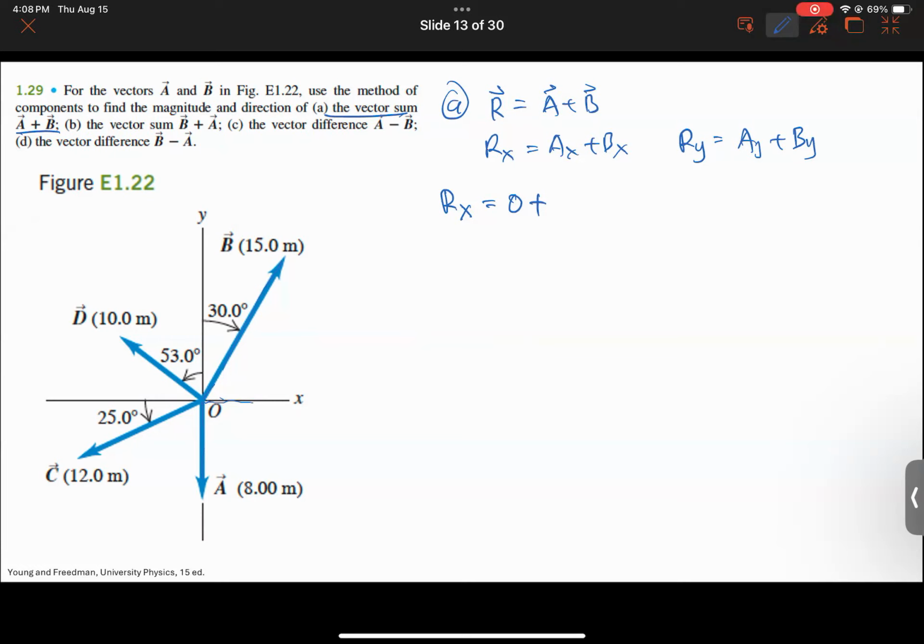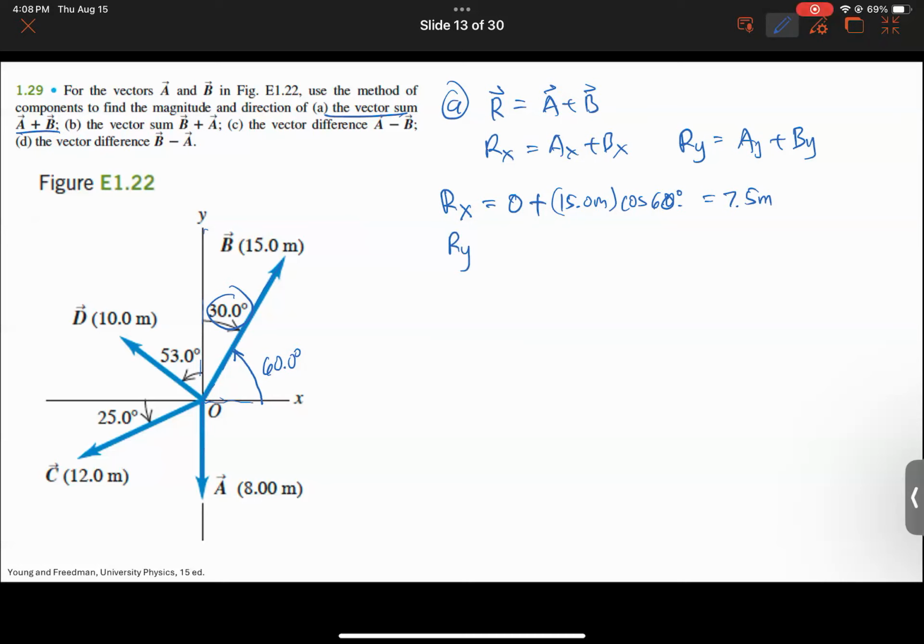Anong component ng B along the x-axis? Okay. So pansinin nyo yung angle dito is 30 degrees, pero with respect to the y-axis, which means na ang angle with respect to the x-axis is 60 degrees. So yung component ng B along the x-axis ay 15.0 meters times cosine ng 60 degrees. Now this gives us 7.5 meters.